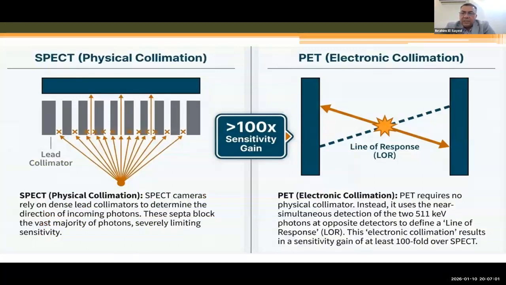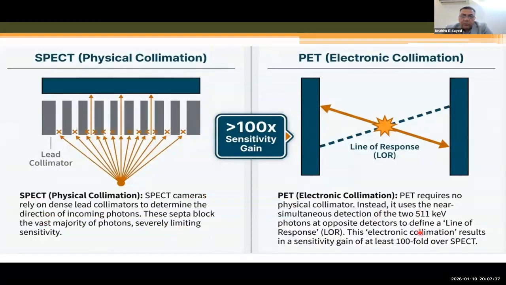In this slide, we can see the difference between regular collimation and electronic collimation. Regular collimation is, of course, for SPECT, and as we know, all SPECT systems have a collimator. The collimator is made of lead or tungsten and has some holes. Between the holes are septa. These septa attenuate all photons that are coming from different directions, not in the forward direction. So it attenuates all other photons, which decreases the sensitivity and makes it a limiting factor.